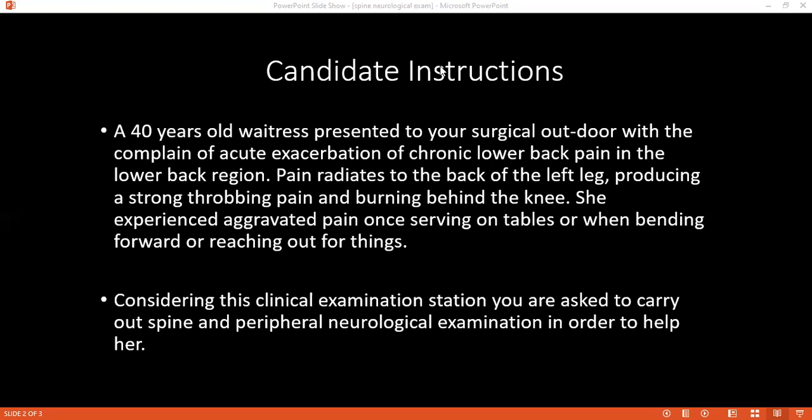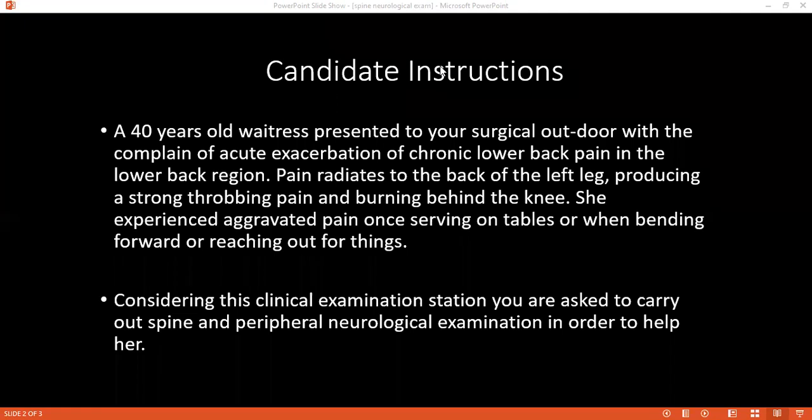Anything else would you do to complete your examination? Yes, to complete my examination, I would like to examine the joint above, the cervical spine, and also the hip joint. What about the femoral stretch test? Yes, femoral stretch.